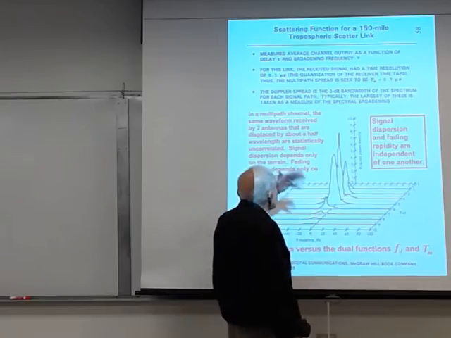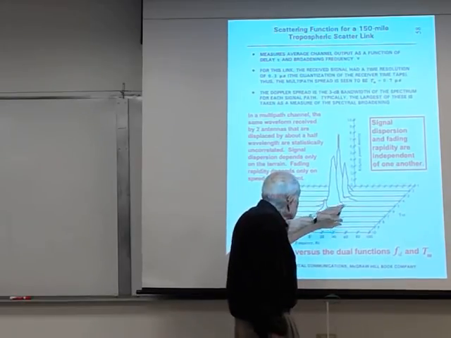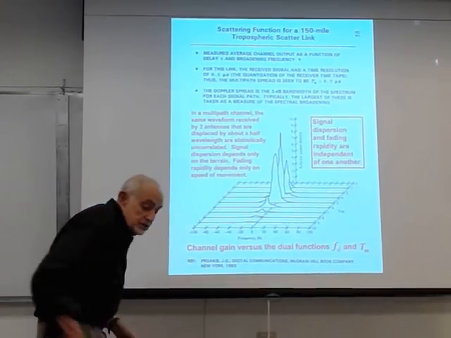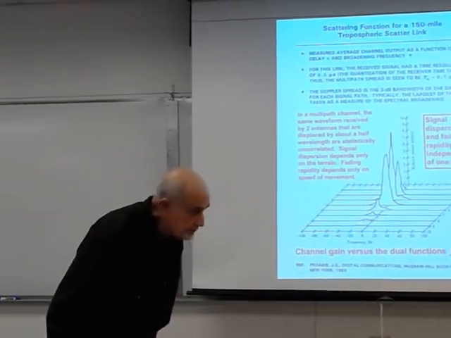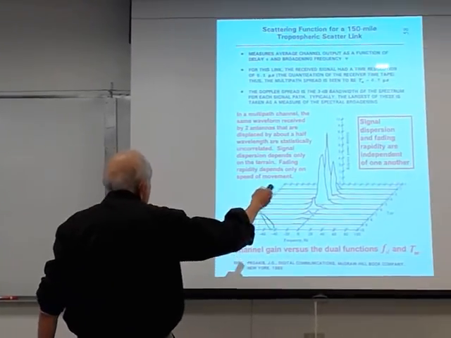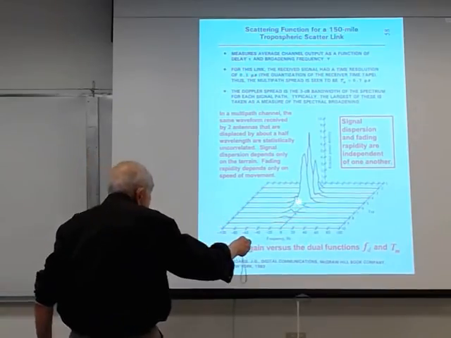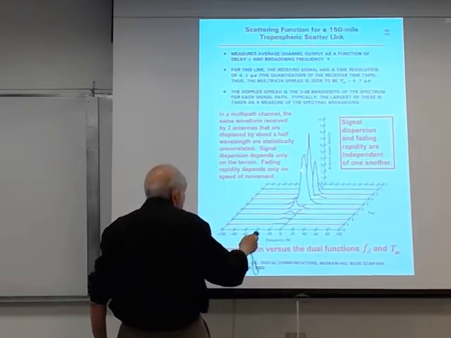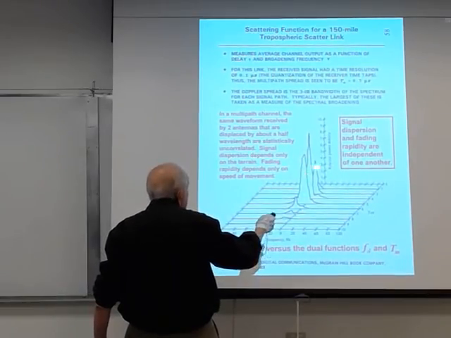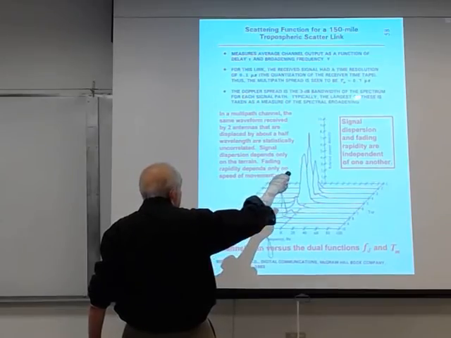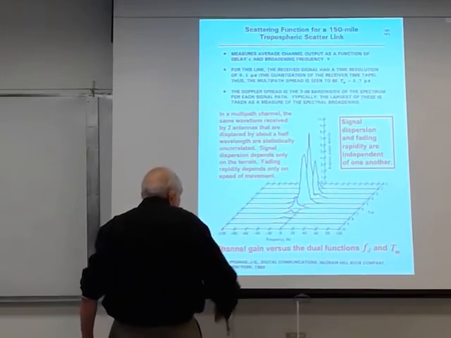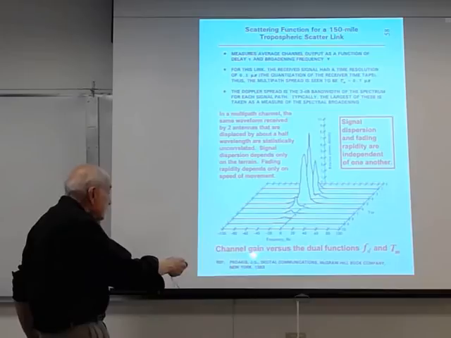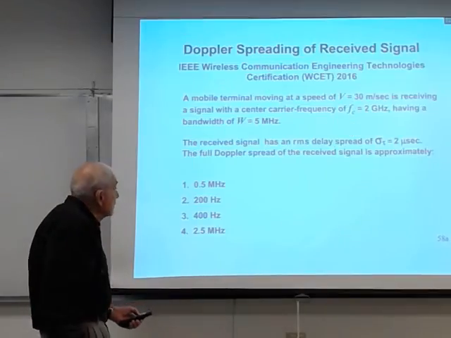So in this particular example, notice the time spread here is 7/10 of a microsecond, simply because the time resolution is 1/10 of a microsecond, and you can count 7 of these spaces, so that's 7/10 of a microsecond. And the Doppler spread is like the 3 dB bandwidth, typically the largest of these is taken as a measure of that bandwidth. And that volume is sort of giving you the channel gain versus those dual functions.